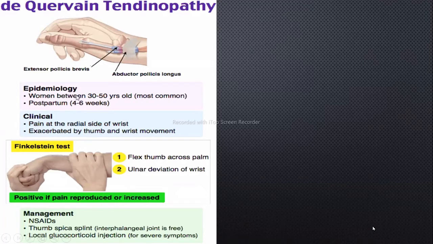Epidemiology: women, 30 to 50 years, most common, maybe postpartum 4 to 6 weeks. The clinical picture in the scenario: pain at the radial side of the wrist exacerbated by thumb and wrist movements. Finkelstein test: you will flex the thumb across the palm and do ulnar deviation. It will increase the pain.